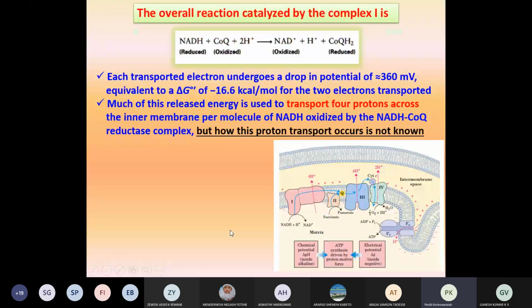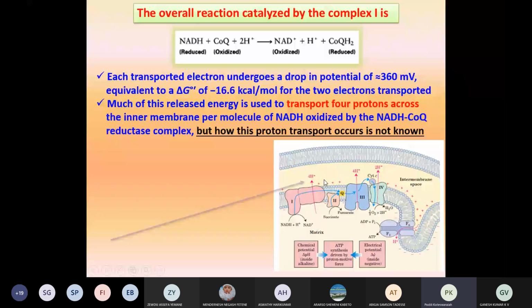As I already said, the exact mechanism of how this proton pumping takes place from the matrix to the intermembrane space when the electrons are transferred from NADH to the ubiquinone in complex 1 is not very clear. That means the exact mechanism of the proton pumping is not clearly known, but the 4 protons are translocated from the matrix to the intermembrane space at complex 1. So this is about complex 1, and coming to complex 2.